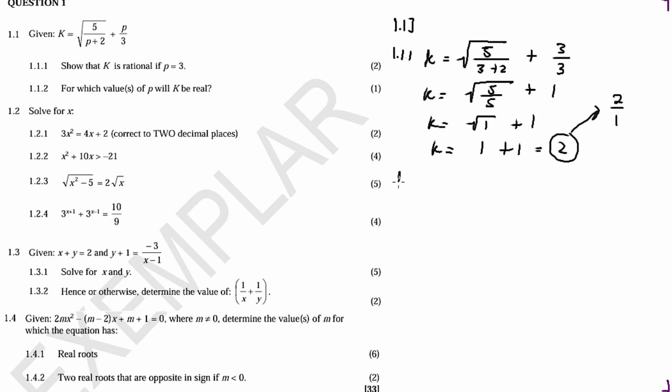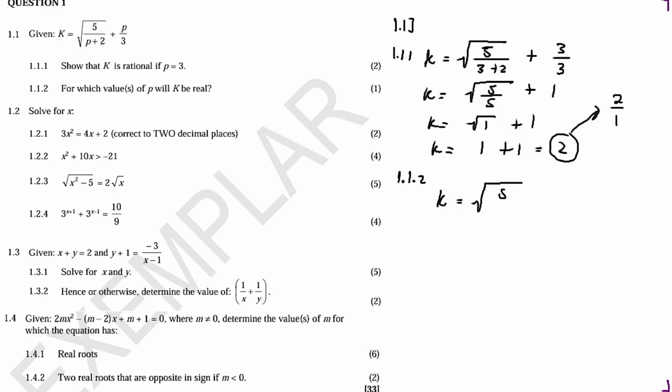Alright, then 1.1.2. For which values of p will k be real? Real. Imagine, sometimes. Real. So unreal, meaning that the numbers don't exist.